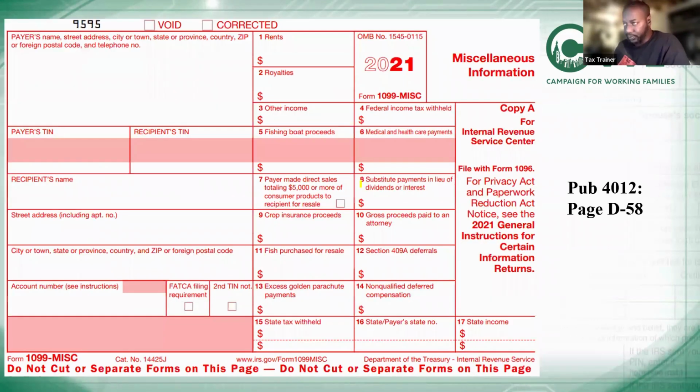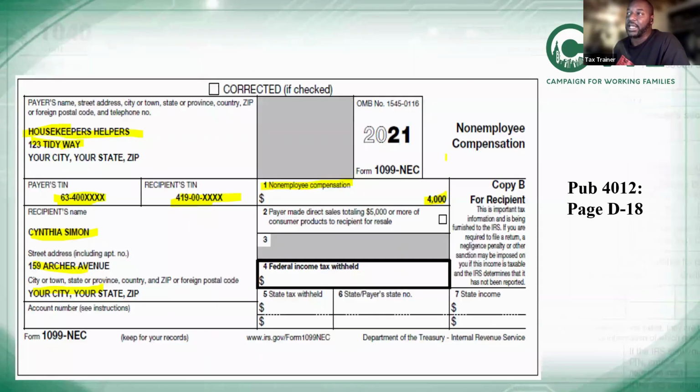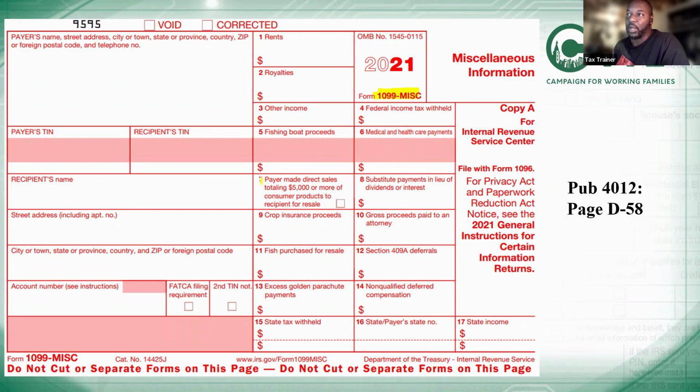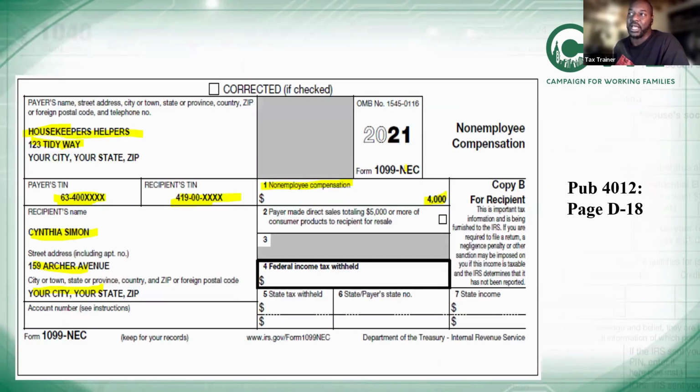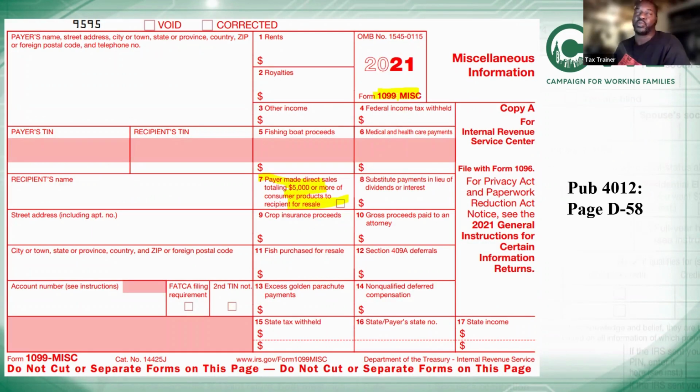In addition, there's another form called a 1099 miscellaneous. In the past, this 1099 NEC used to be on line 7, and that's where all the information came from in the prior years. They changed it where now they broke out line 7, and now they call it a 1099 NEC. So the 1099 miscellaneous would be more for other income.